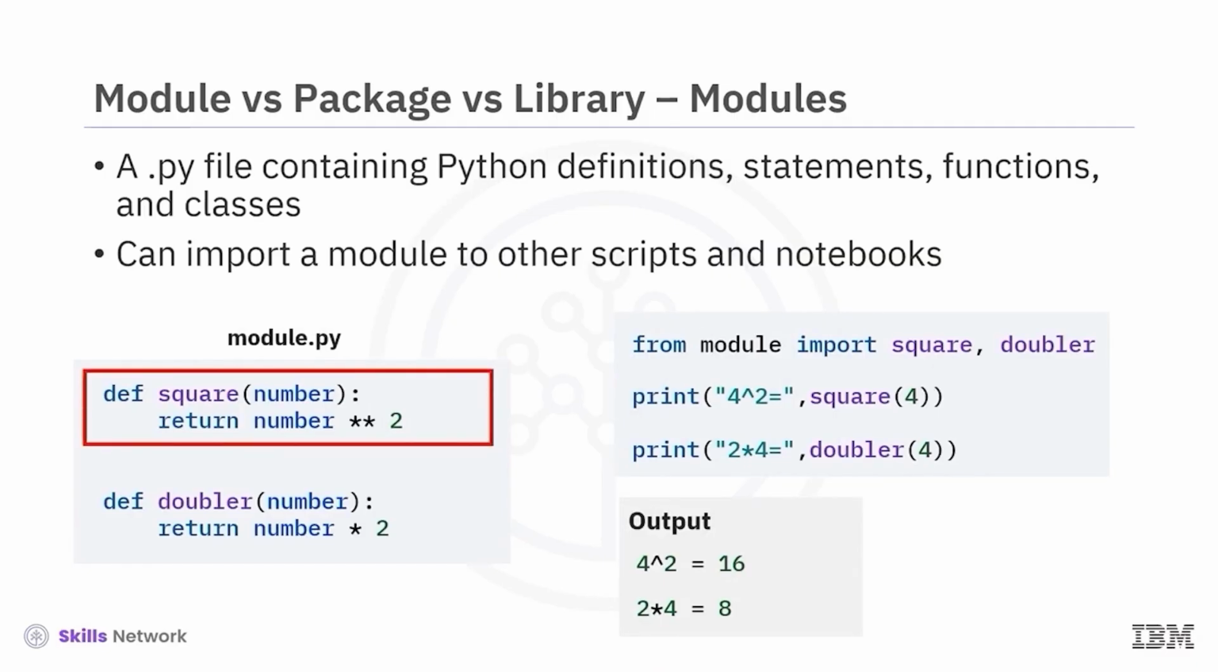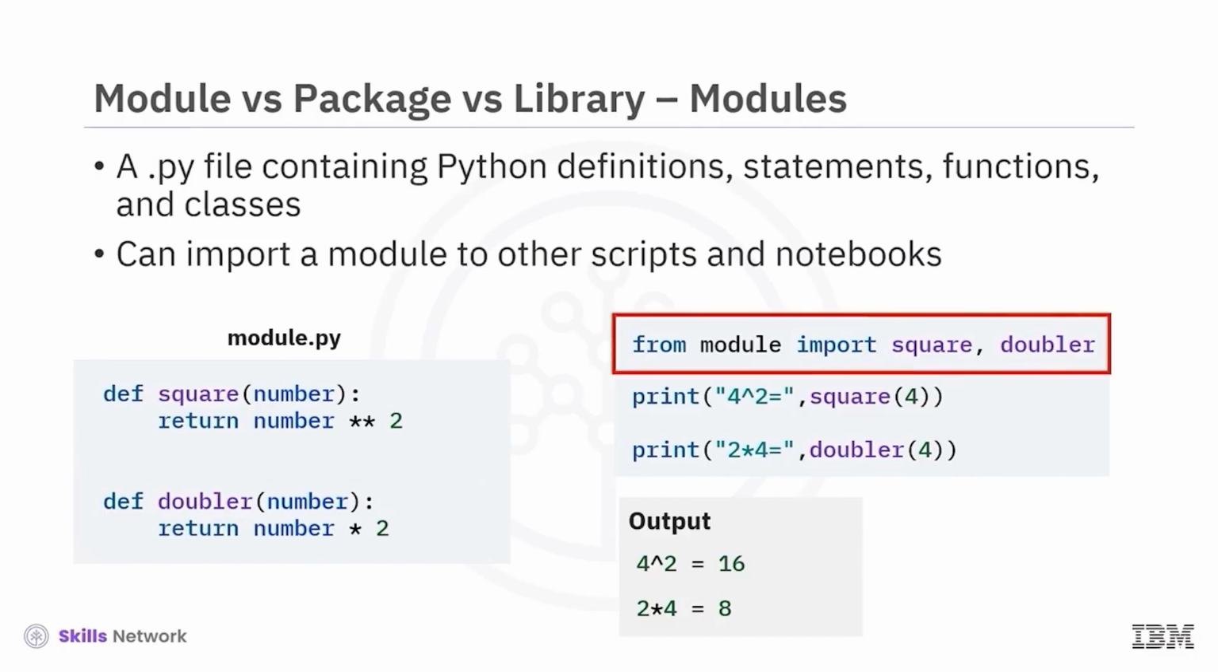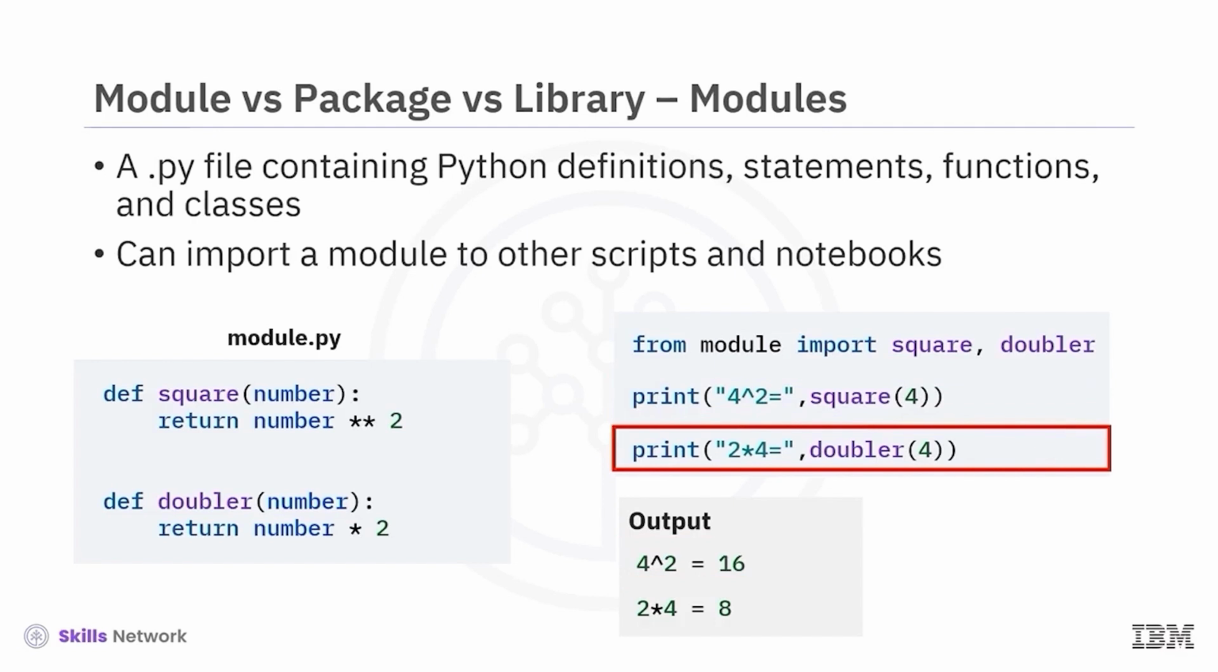The first function is def square(number): return number**2, which squares the input and returns the result as an output. The second function is def doubler(number): return number*2, which doubles the input and returns the result as an output. If the module is in the same directory, you can import it and use the functions in that module. Let's consider using the square function with the print command, 4**2, square(4). The output is displayed as 4**2 equals 16. Similarly, for the print doubler function with value 4, the output is 2*4 equals 8.